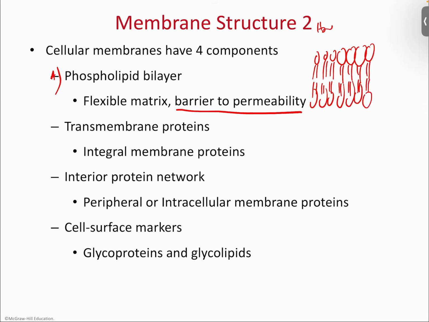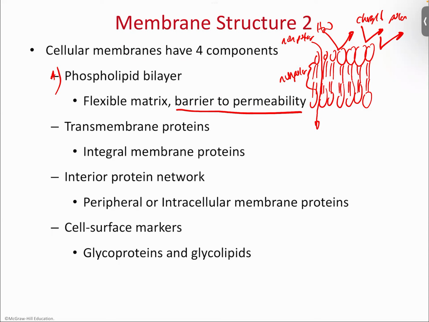So if you're water, nope, not going to happen. Why? Because you've got this big non-polar region here. If you're charged, not going to happen. If you're polar, not going to happen. However, guess what? If you're non-polar, sure, come on in. Why? Because you're like the non-polar tails, so there's nothing there to bounce you out, right?